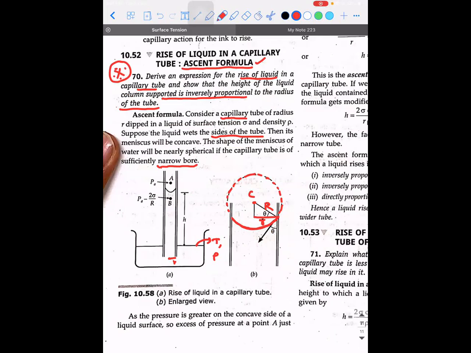Done? Could you repeat what's the last bit? Capital R is the radius of the meniscus. See, capital R is the radius of the spherical part. Small r is the radius of the tube.